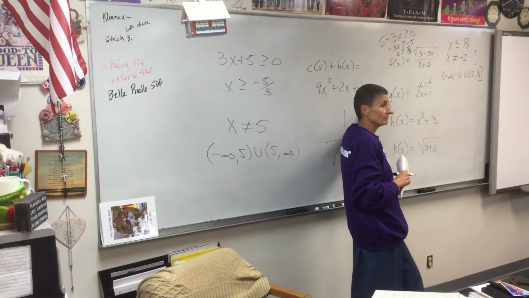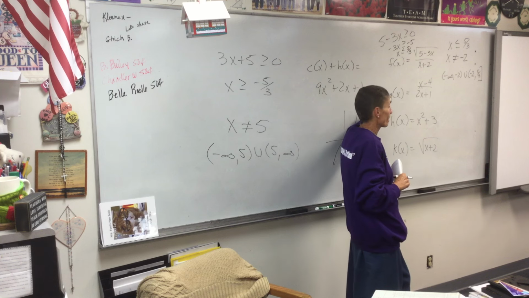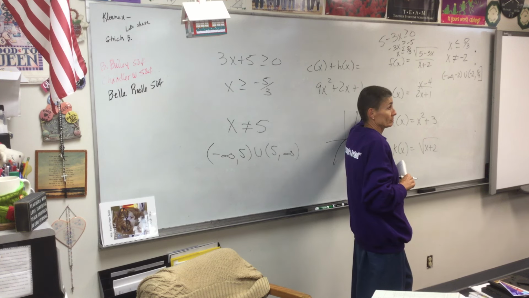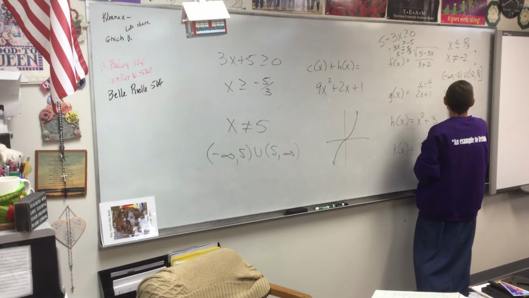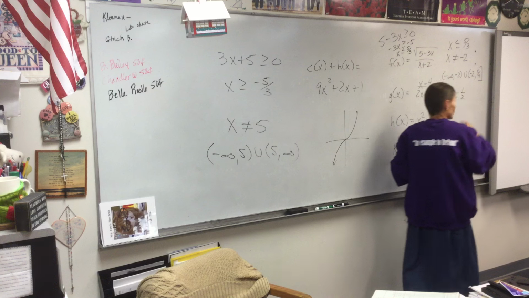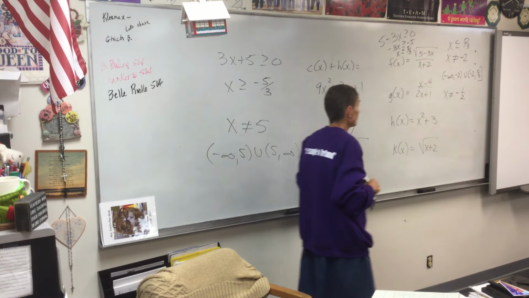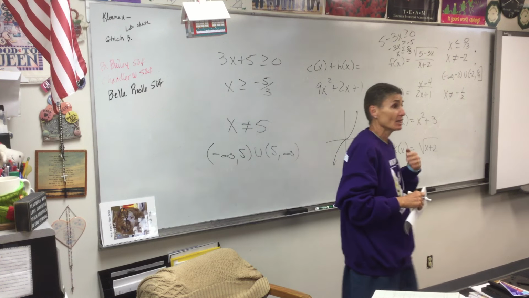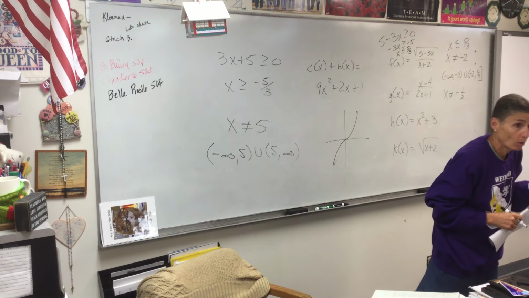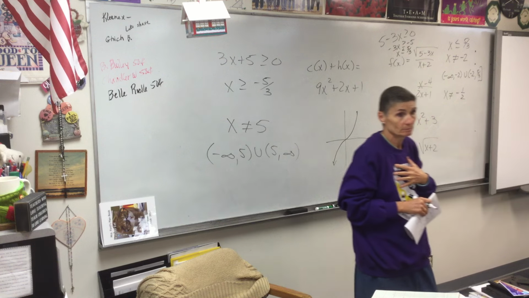What about this one? Domain. X cannot be negative 1/2. Very good. And that's good enough. You can write it in interval form if you want, but that's good enough. Why can't X be negative 1/2? Because your denominator can't equal 0.